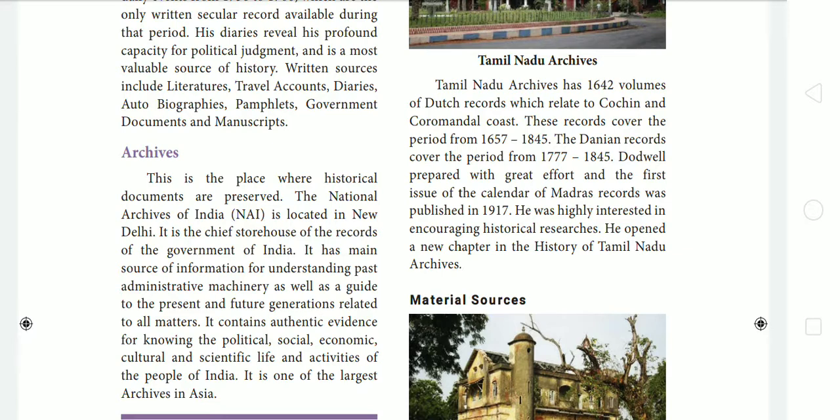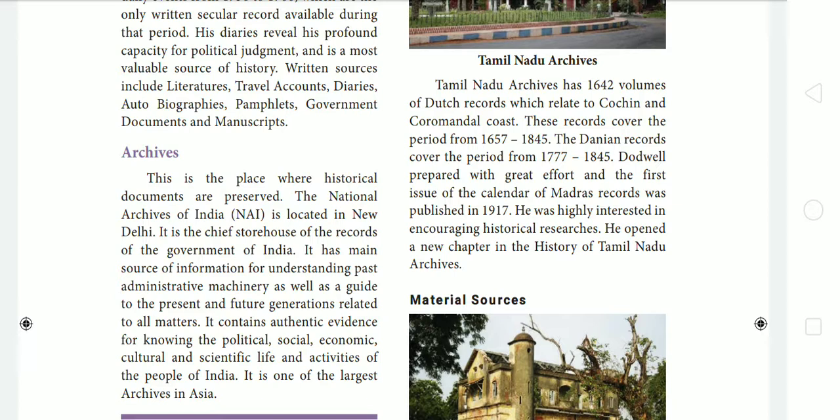The National Archives of India, NAI, is located in New Delhi. It is the chief storehouse of the records of the government of India. It is the main source of information for understanding the past administrative machinery, and these records are used as a guide for present and future generations.